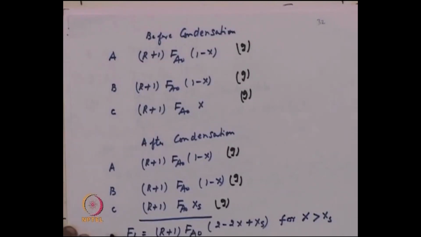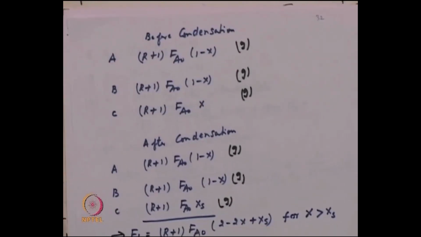So, therefore, what we will find is that the moles F t that you will see going through the equipment is given by this. Is this correct, what I am saying? F t is R plus 1 F A 0 times 2 minus 2 x plus x s. This is what goes through the equipment.